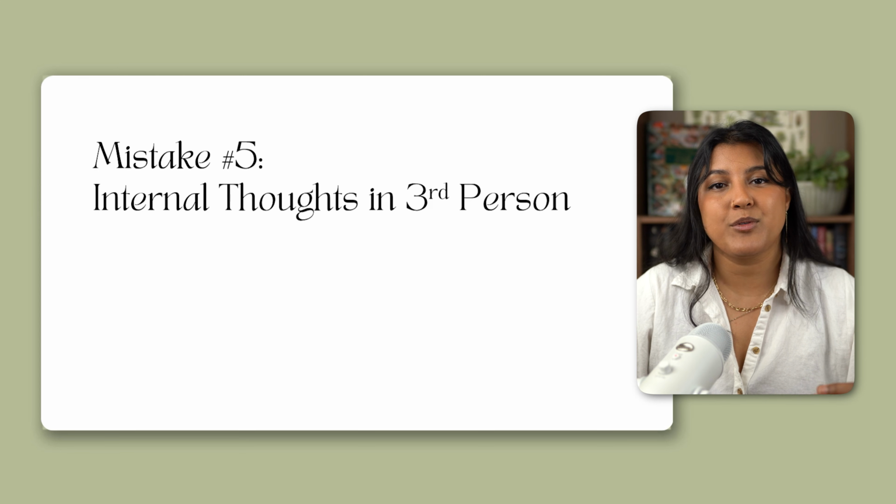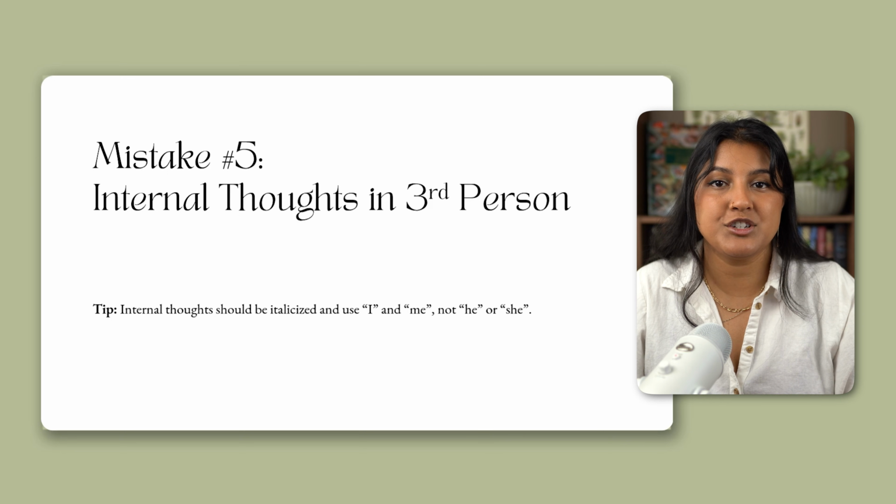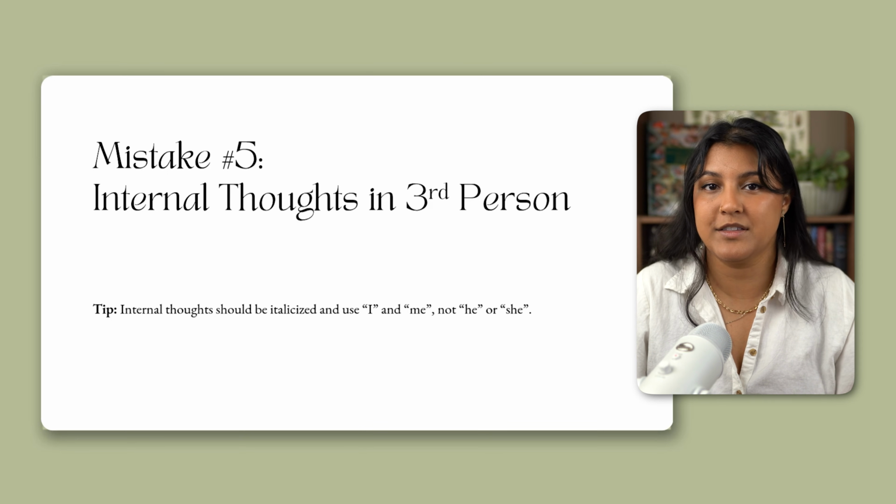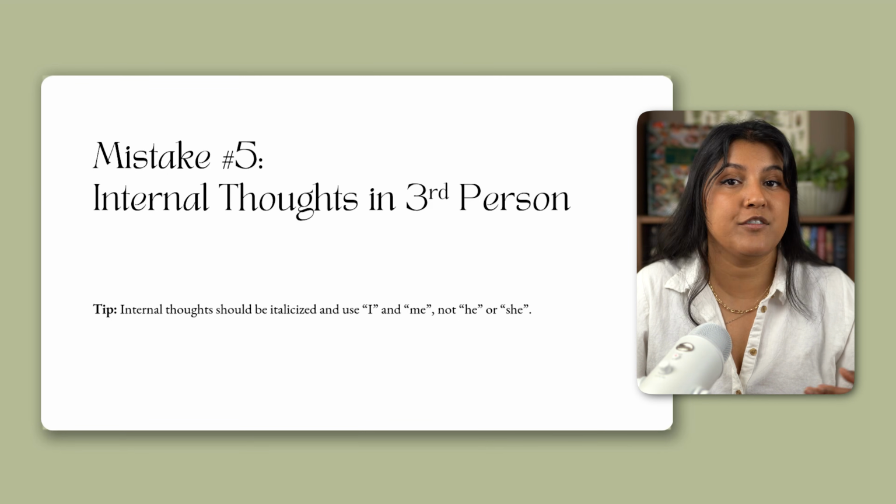The fifth mistake is writing direct internal thoughts in third person. When you want to directly state what your point of view character is thinking in a moment, those thoughts should be in first person and italicized, not written in third person like the rest of the narration. Because what you're doing is directly accessing your character's thoughts and pulling the thought out of them onto the narration. A character's internal thoughts should sound like how they talk to themselves in their head, using I and me instead of he, she, or they.